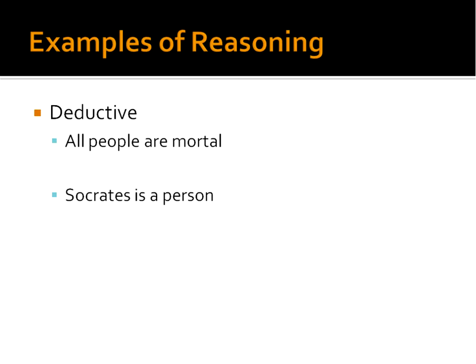Socrates is a person, and so our major premise is all people are mortal. Our minor premise is Socrates is a person. So the conclusion is Socrates is mortal. Right? So if all people are mortal and Socrates is a person, then Socrates is mortal. Right? So moving from the general down to the specific.